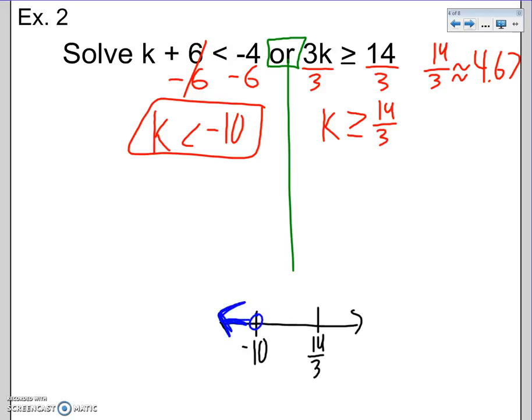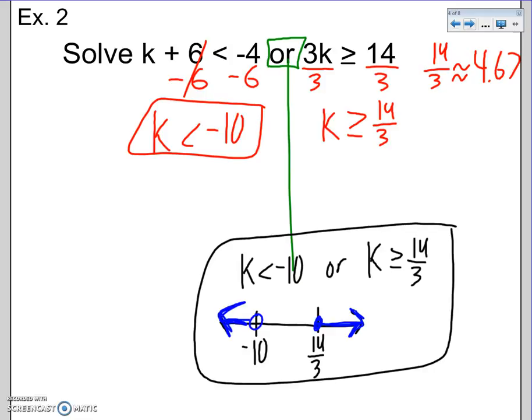On the right, k is greater than or equal to. And it's solid, it's greater than, it's bigger. So see how I shaded the outsides and not the middle? There's no overlap, it can't be two things at once, so that's why this is an OR statement. Our answer is k is less than negative 10, or k is greater than or equal to 14 over 3. So you see how the OR from the beginning carried over to our final answer?